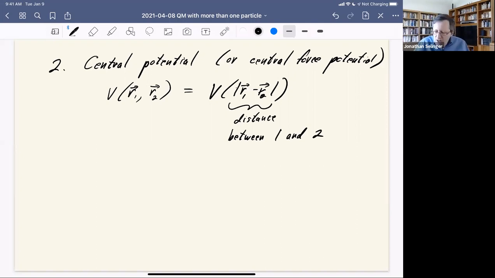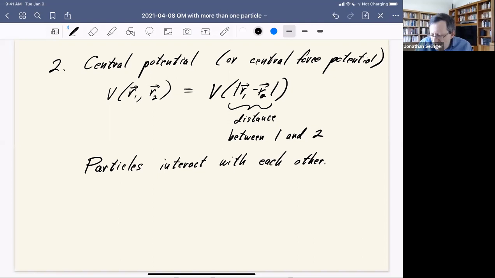And this form of the potential energy, that's the normal thing for Coulomb's law, for example, right? Coulomb's law depends on the distance between two particles, or gravity depends on the distance between two particles. That sort of thing happens a lot. In this case, we would have to say that the particles interact with each other. In this case, the separation of variables doesn't work.